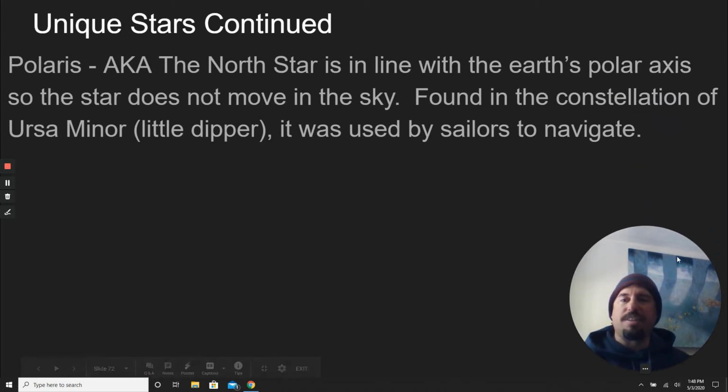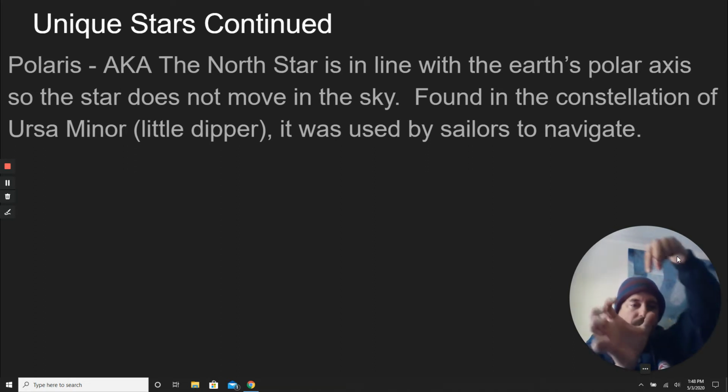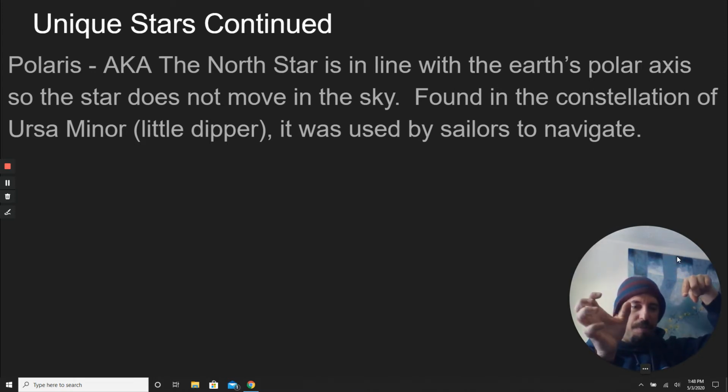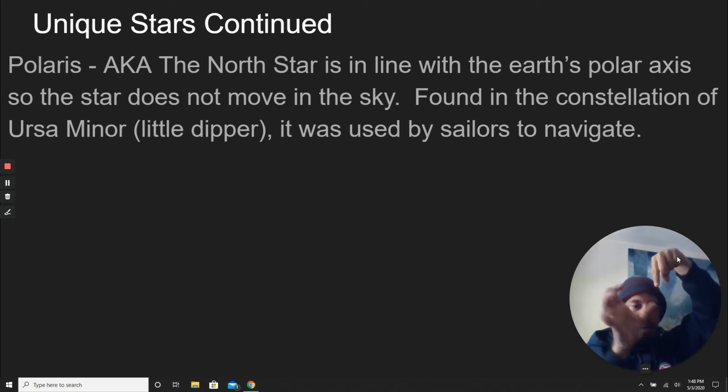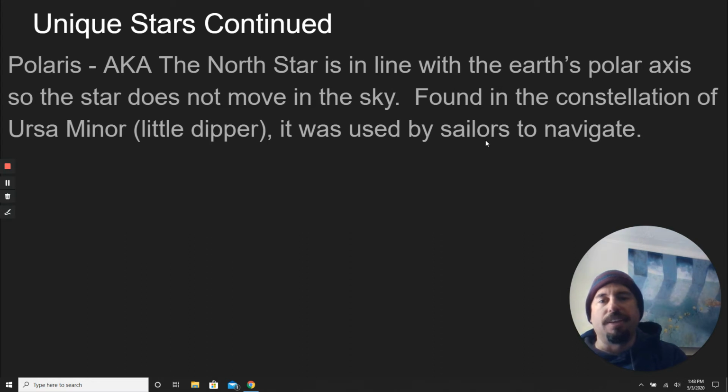Polaris is the North Star, and it is in line with the Earth's polar axis, so the star does not move in the sky. So if the Earth is spinning this way, it's right up here. And so if you're here and the Earth is spinning, the sky is gonna move, right? But because it's right above the pole, that star doesn't move. And sailors used it for navigation.